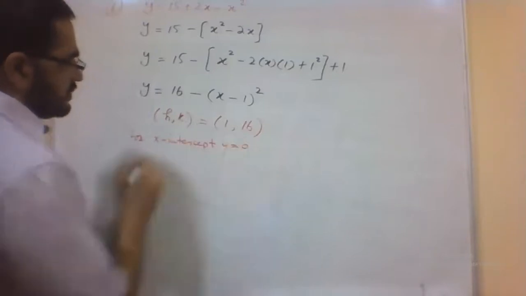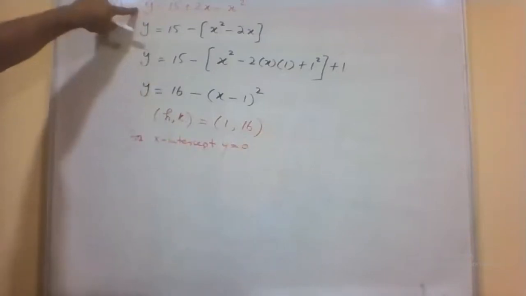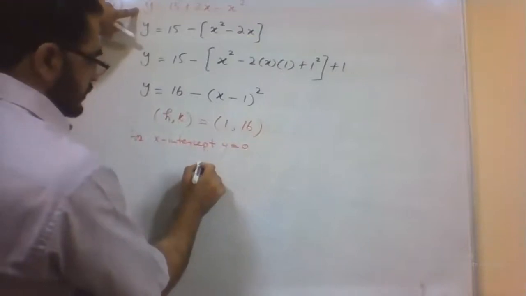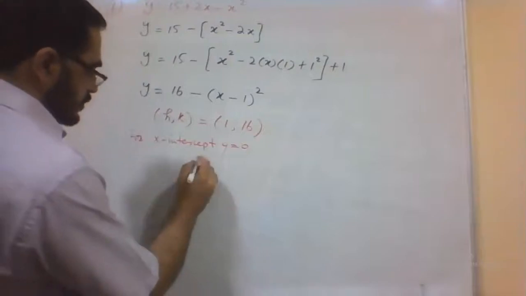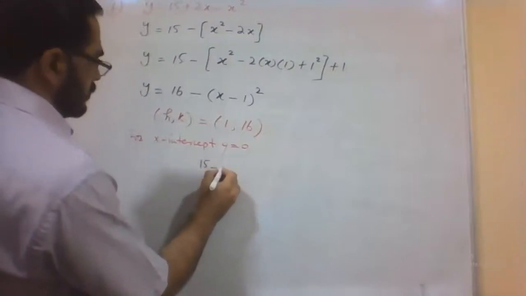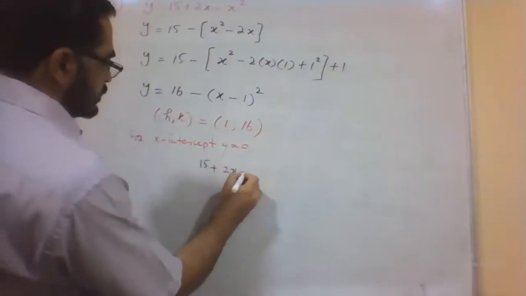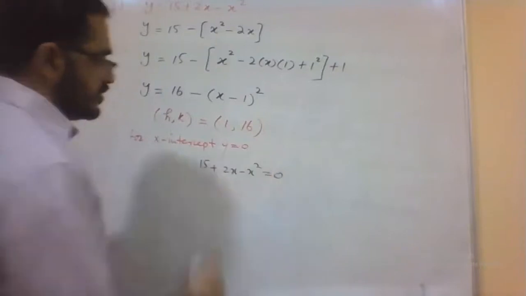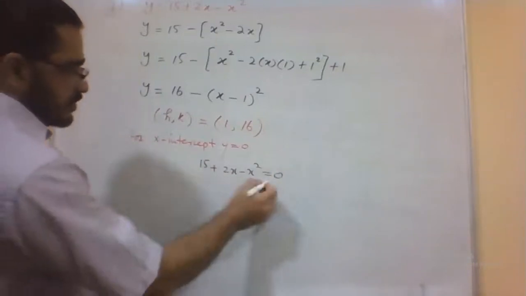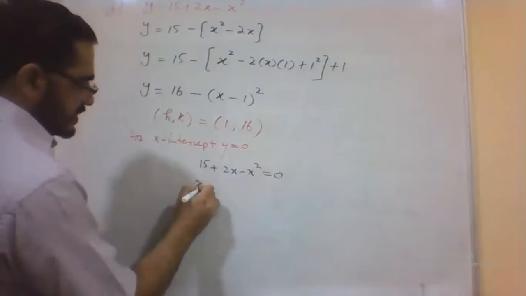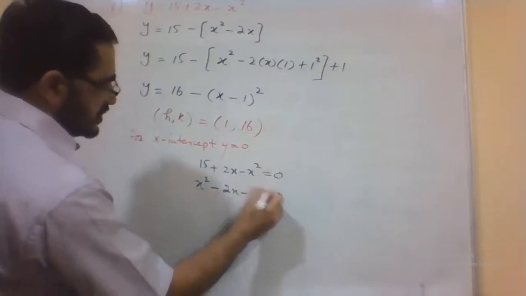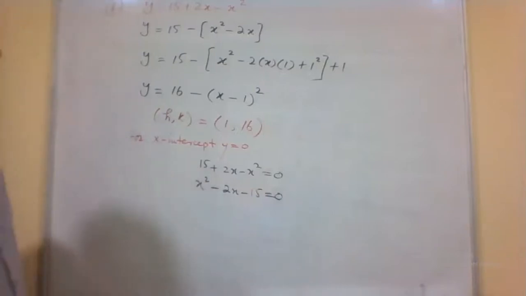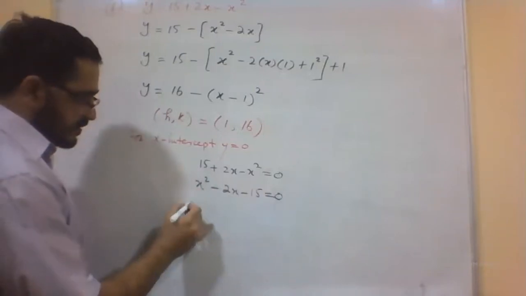You know, y will be 0 and y is this one. Here 15 plus 2x minus x square is equal to 0. Throughout we can multiply with negative sign: x square minus 2x minus 15 equal to 0. Then we will break the middle term here.